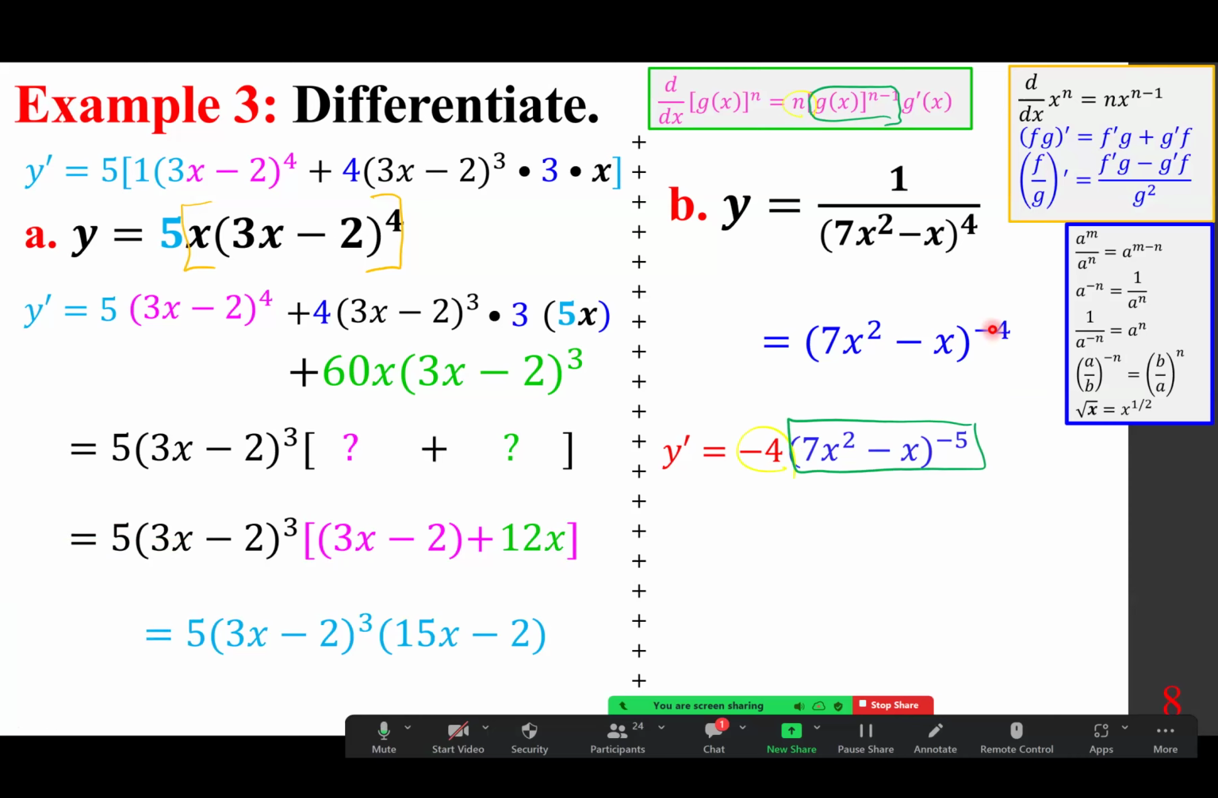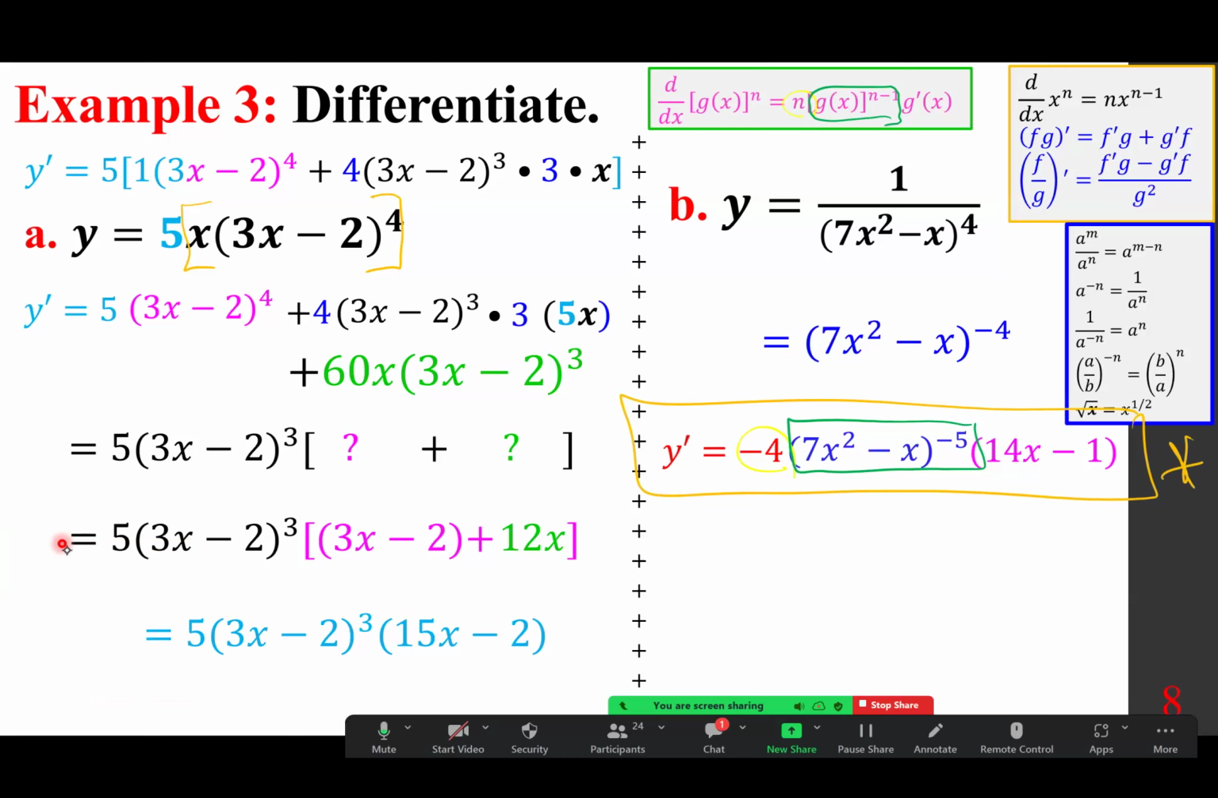Finally, we need g prime of x. We need the derivative of the inside, which is 14x minus 1. So this part is g prime of x. This part is by the chain rule. And again, this is your only calculus step. You're done. Now you do algebra to finish it.